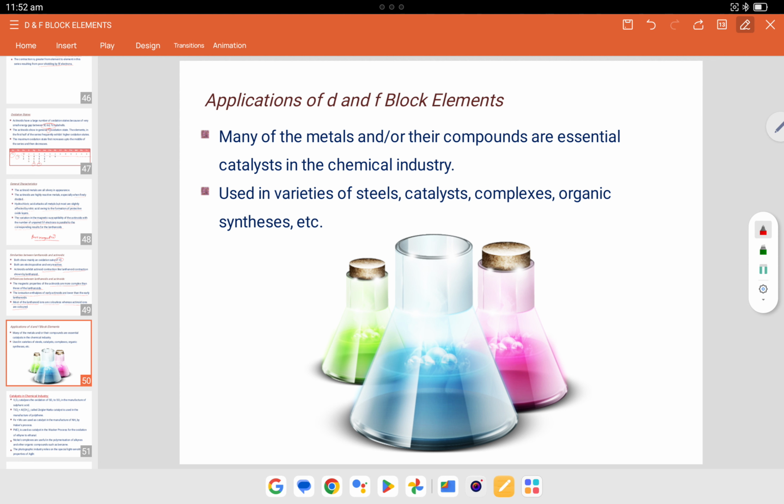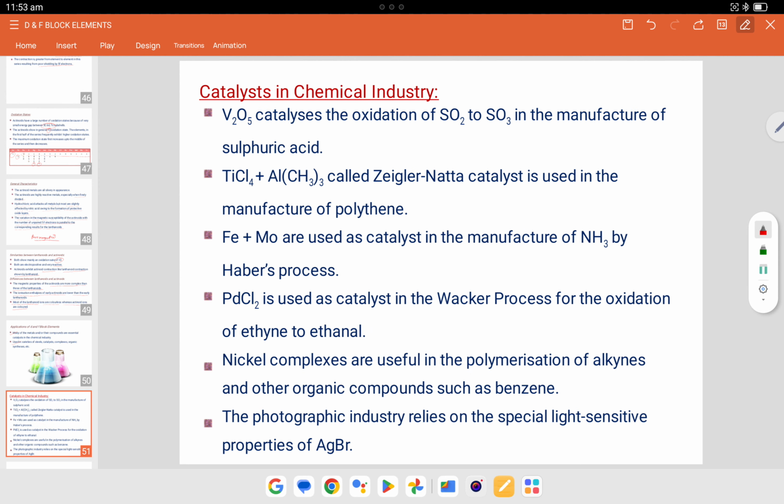Applications of d and f block elements: many of the metals or their compounds are essential catalysts in the chemical industry, used in varieties of steel, catalysts, complexes, organic synthesis, etc. What are the catalysts used in the chemical industry? V2O5 catalyzes the oxidation of SO2 to SO3 in the manufacturing of sulfuric acid.